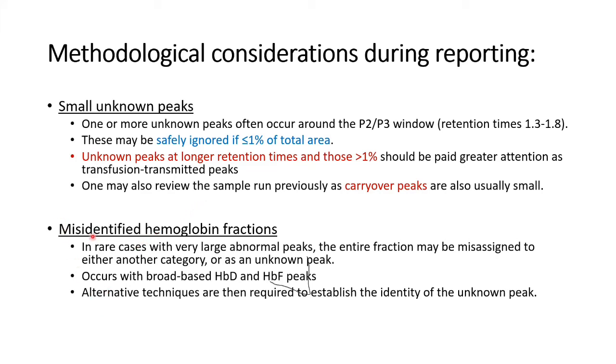Then misidentification, as I mentioned earlier, there was that beta thalassemia major case where the F peak was misidentified because of its broad base. So it might not come within a particular assigned region. It might be shifted here or there, and it can be detected as an unknown peak. So either you can use alternative techniques or run the sample again.